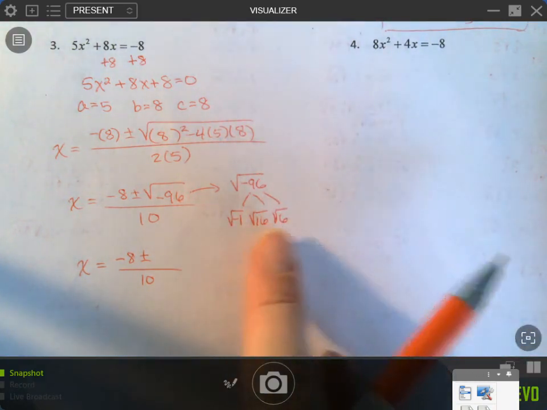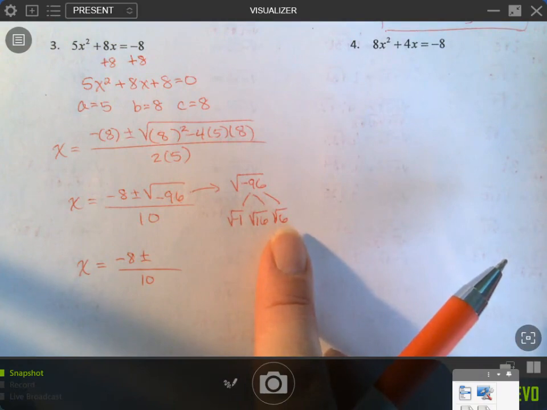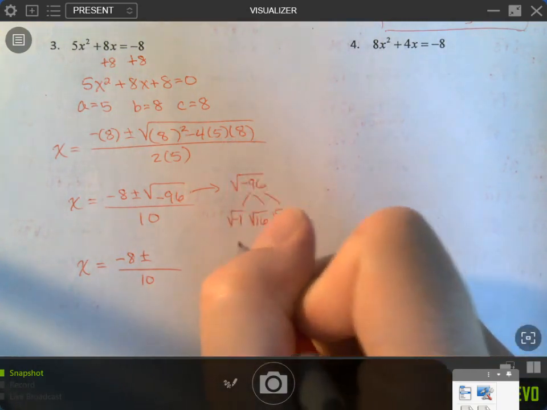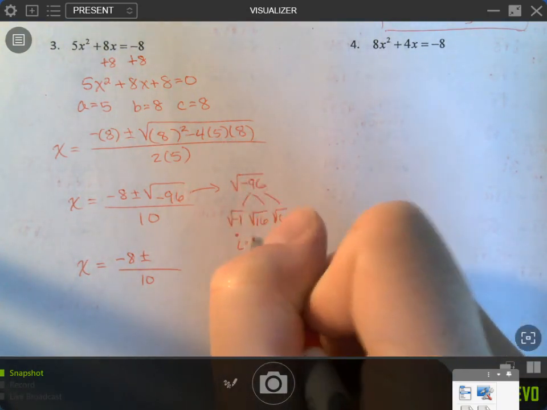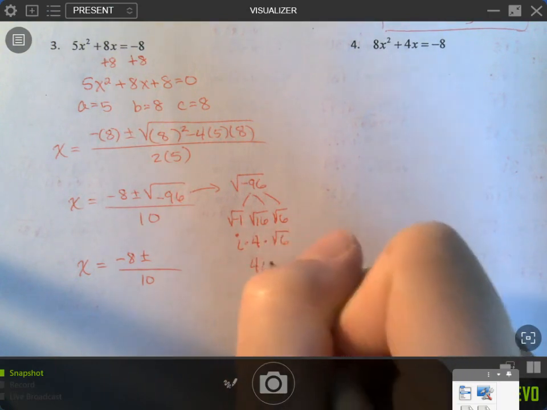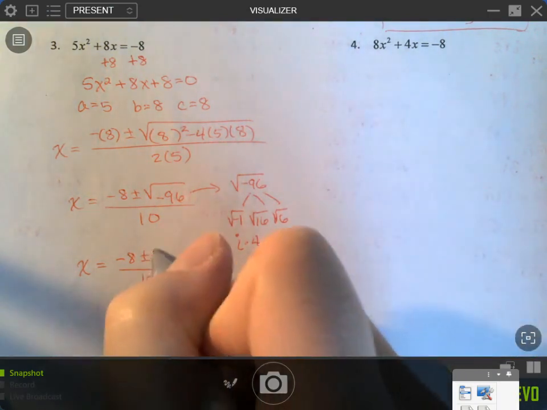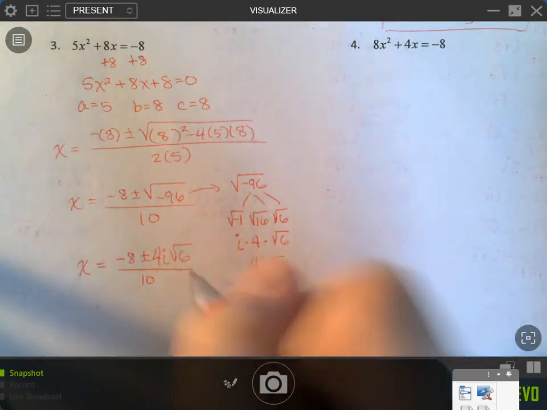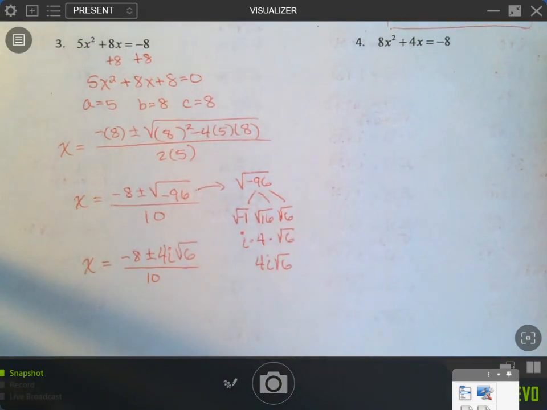Anyone verify that? 16 times 6? Yeah. Okay, perfect. Is it always going to be 16? No. Okay. But you're going to try those numbers. This would be i, that's the easy part, times 4 times the square root of 6, and then we like to rearrange it. 4i square root 6.